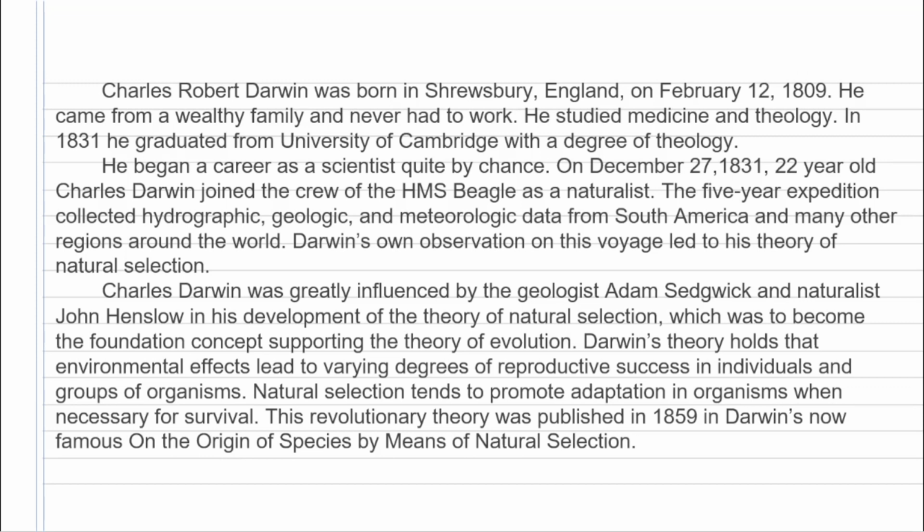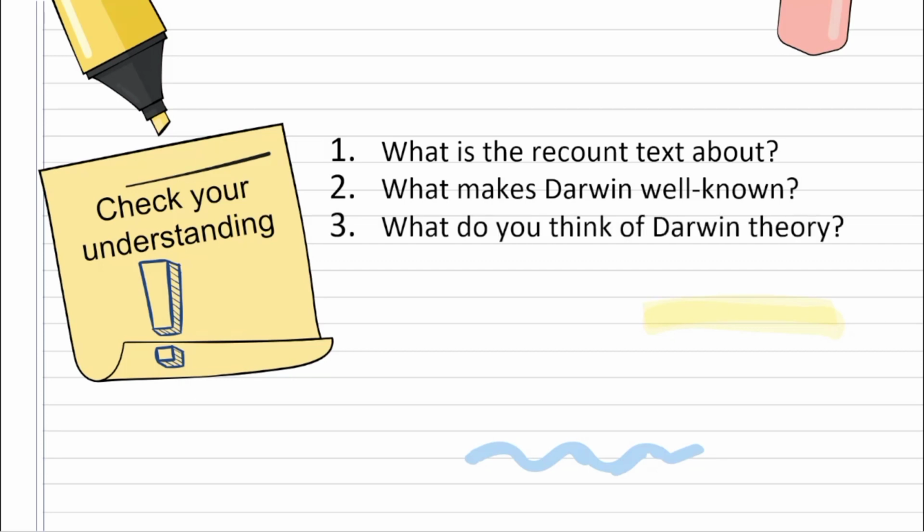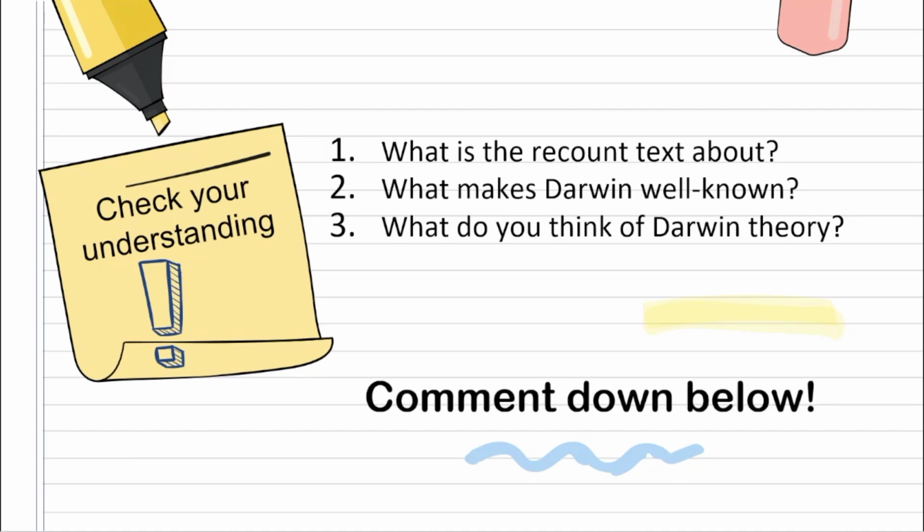Okay, so this is a story about Charles Darwin. You can read and then answer some questions about the story, about the text. What is the recount text about? What makes Darwin well known? What do you think of Darwin theory? Okay, you can answer and comment down below, and I'll check your answers.